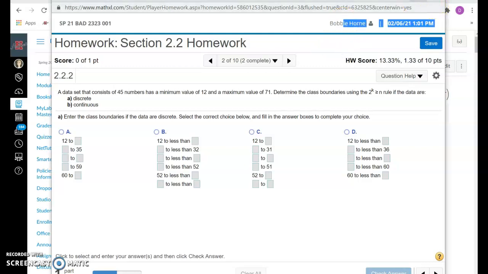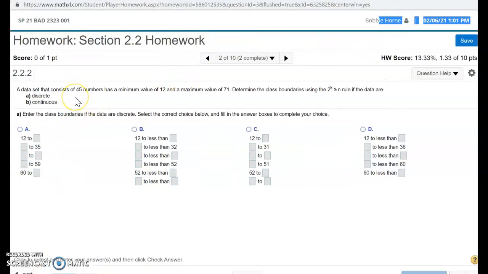Okay, for this particular problem, we have 45 numbers and it has a minimum of 12 and a maximum of 71. Determine the class boundaries using the 2K rule. And the first part, we want discrete values. So these are just your whole numbers. Think about discrete as like people. You don't have a decimal or fraction of a person. So we can go ahead and eliminate B and D.